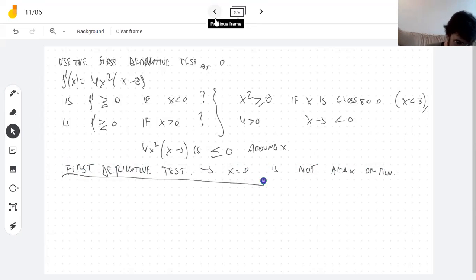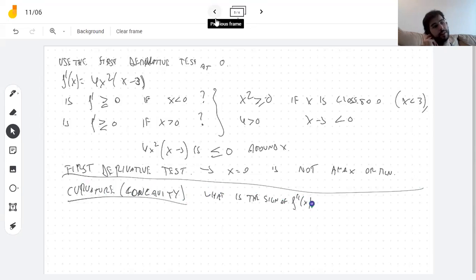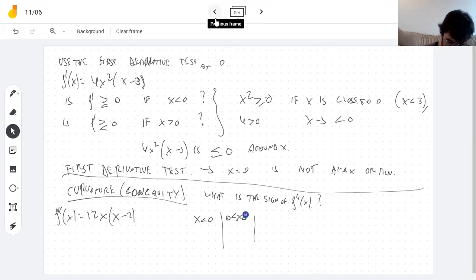And let's look at the curvature, the concavity. So to do this, we need to see the sign of the second derivative. If it's positive, it will be curving up. If it's negative, it will be curving down. So the second derivative was 12x times x minus 2. So I guess here I can do the whole thing where I have x smaller than 0, x bigger than 2, and I can look at the signs of everything.